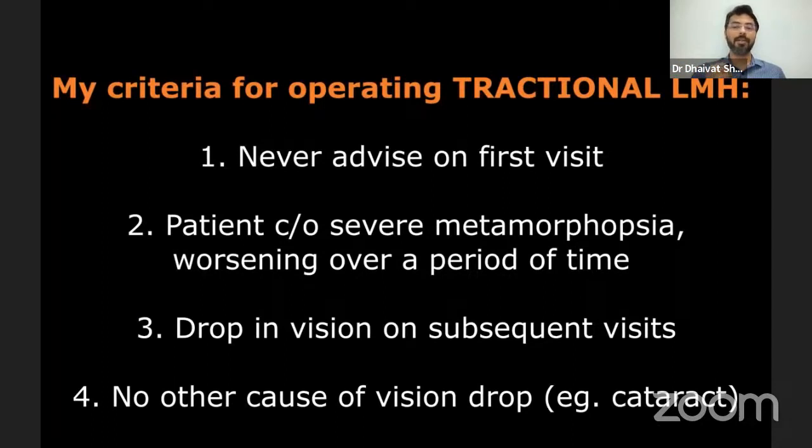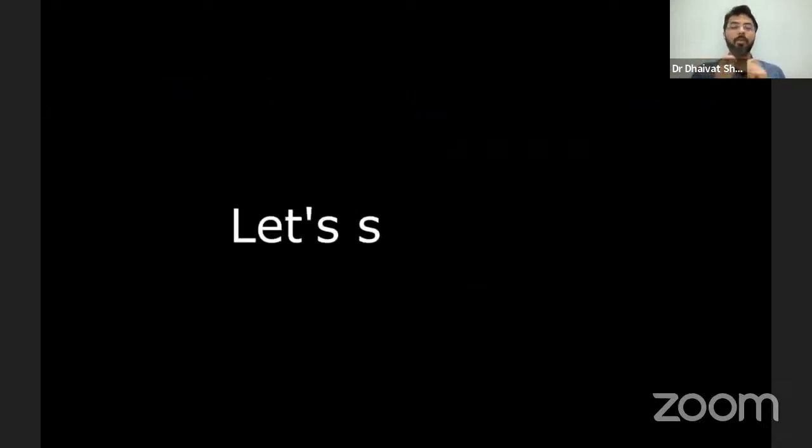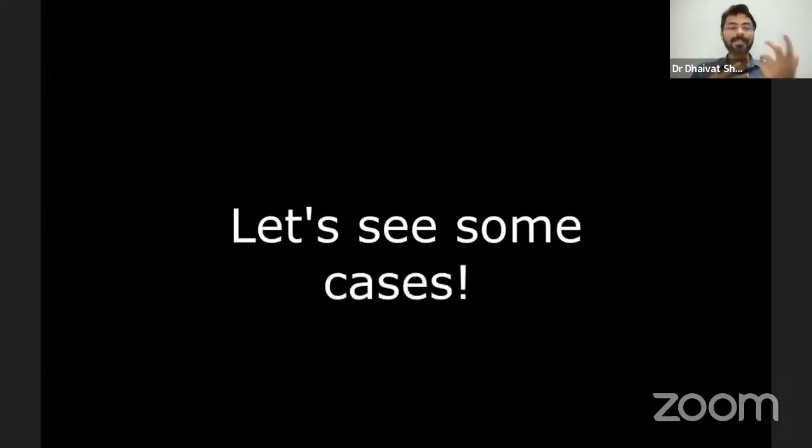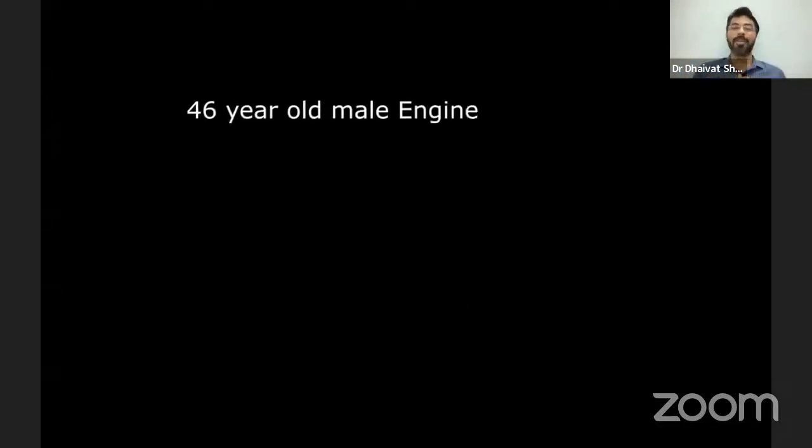And I would want to see two factors. One is metamorphopsia worsening over a period of time. And second is a drop in vision. If I see these factors increasing over a period of time, then I think of a surgical plan. And very importantly, we tend to neglect cataracts or certain small defects in these cases. Removing a cataract might lead the patient to 6/6 and 6 again. So let's see some of the cases that I have seen in my OPD.